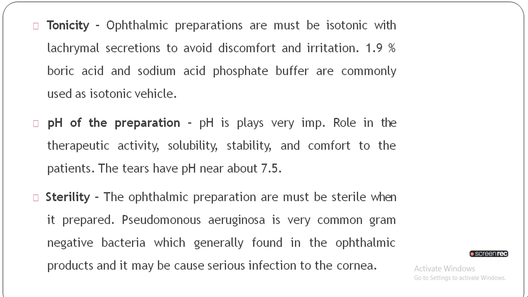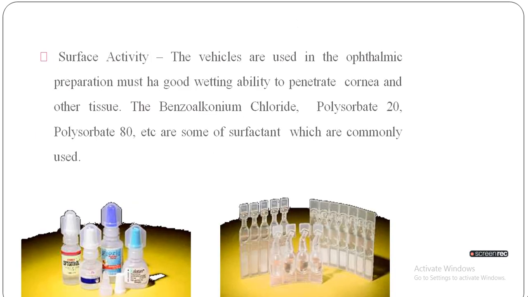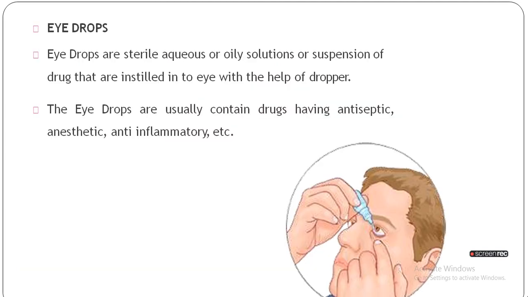So what is sterility? Ophthalmic preparations must be sterile when prepared. Suppose Pseudomonas aeruginosa is a very common gram-negative bacteria which is generally found in ophthalmic products. It may cause serious infection to the cornea. Now, surface activity: the vehicles used in ophthalmic preparations must have good wetting ability to penetrate the cornea and other tissue. So benzalkonium chloride, polysorbate 20 and polysorbate 80 are some of the surfactants which are commonly used.